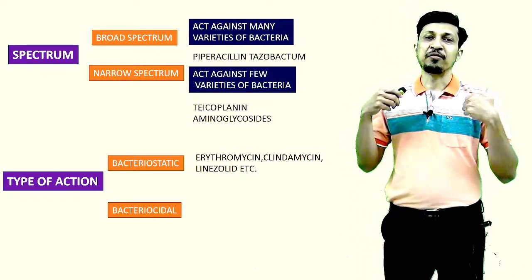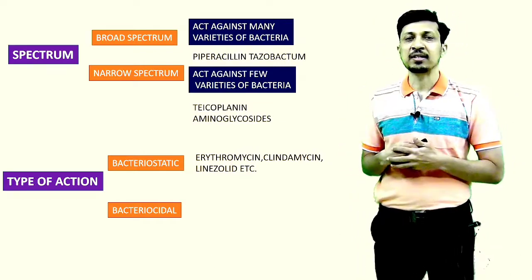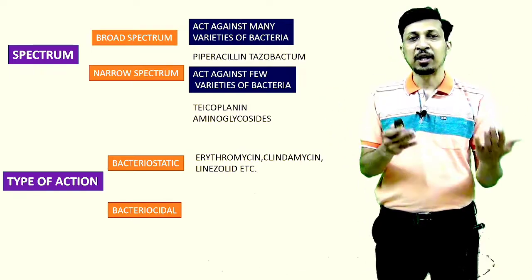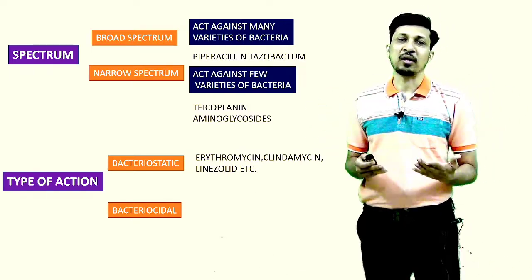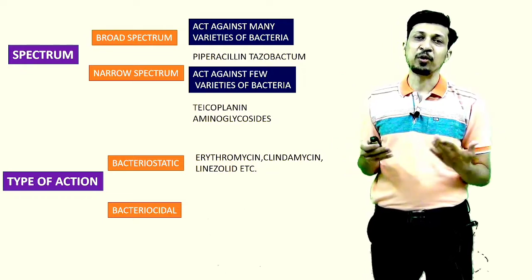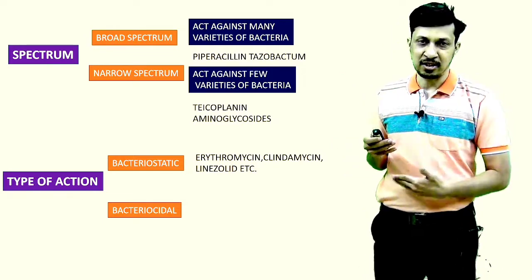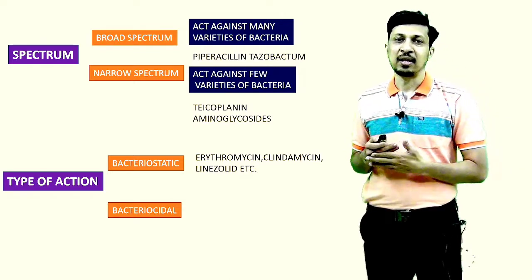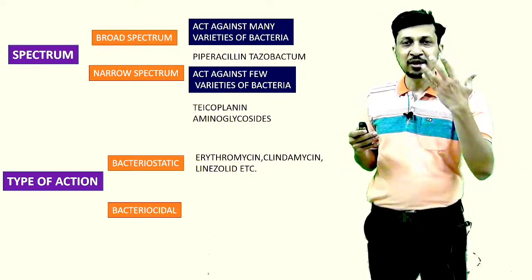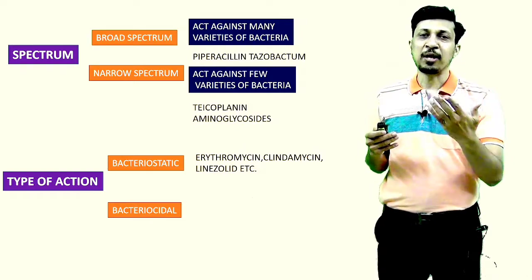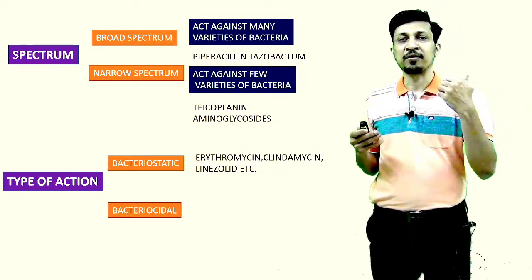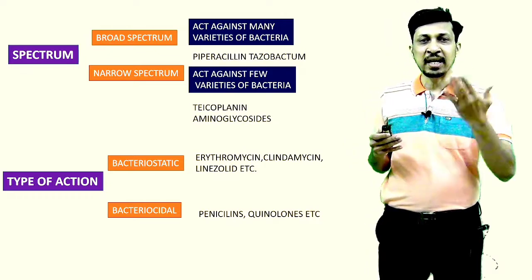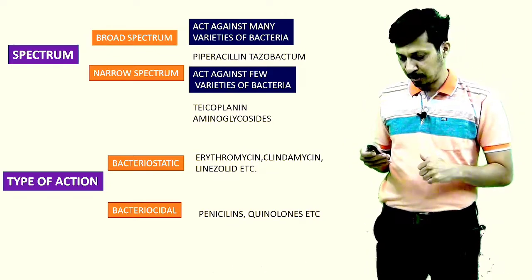But sometimes the infection is very severe, the patient is in septic shock, and in those cases the bacteriostatic drugs will not work, and we have to use bactericidal drugs. Bactericidal drugs completely destroy the bacterial cell, meaning they cause the death of the bacterial cells. Such drugs are to be used when the infection is very severe. Some examples are penicillin and quinolone type of drugs.